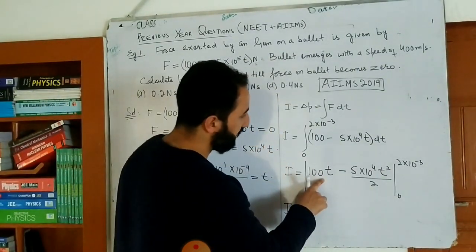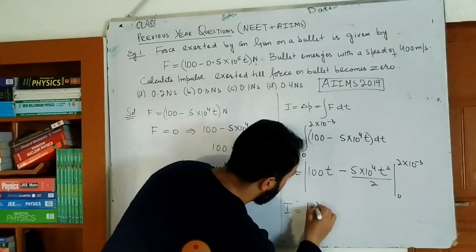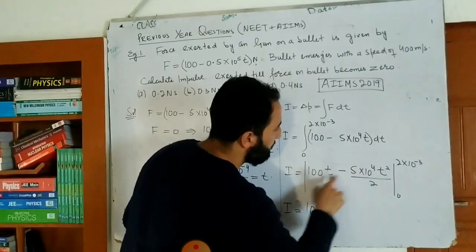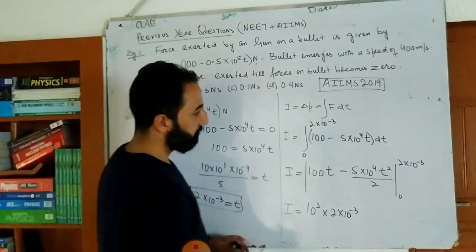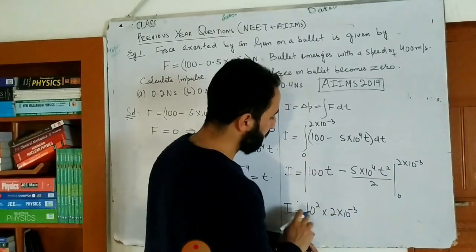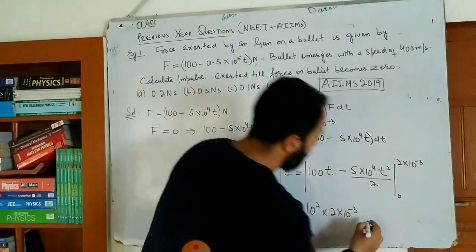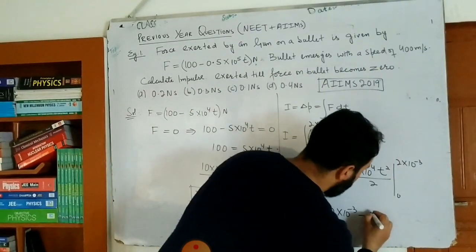अब ध्यान रखो बेटा. So here I will write down 10 raised to the power 2 multiplied by this t. T के बदले क्या लिखेंगे? 2 into 10 raised to the power minus 3. Okay. Then here I will write down. So this 2 into 10 raised to the power minus 3. This 10 raised to the power 2. Okay. Minus this 5 by 2. That's 2.5.